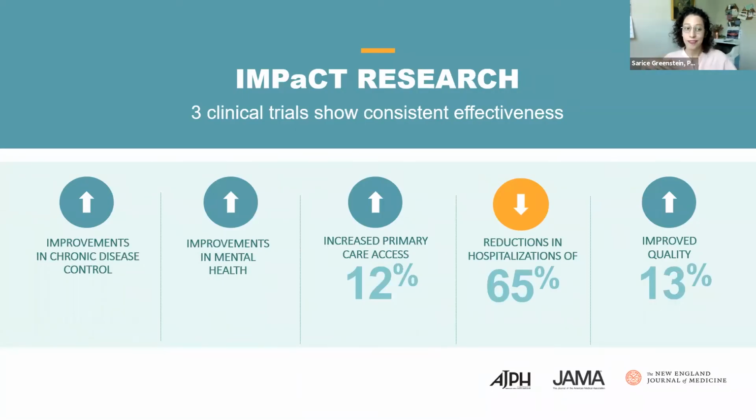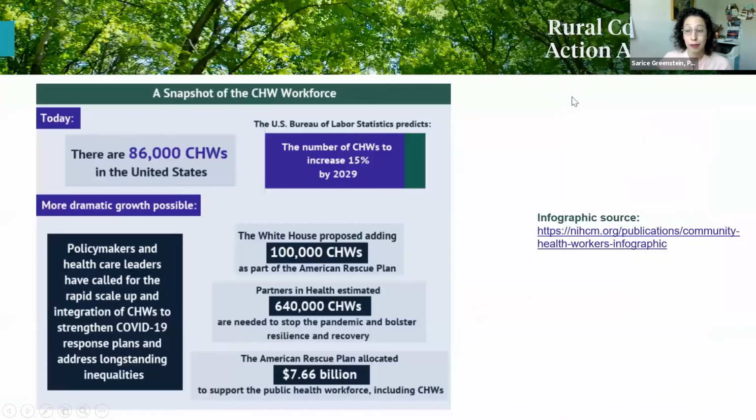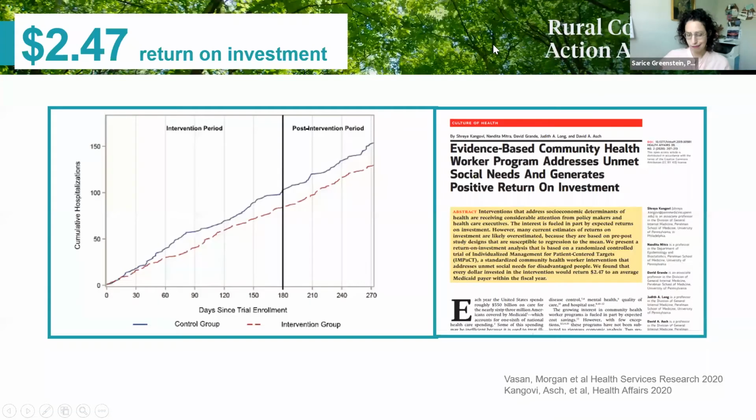So using that model, this is a little bit of what our research shows. Again, I have a link to a pooled analysis of all 3 clinical trials, but across the clinical trials, we saw some amazing outcomes. So patients who work with an impact community health worker see improvements in their chronic disease control, improvements in their mental health, improved access to primary care, and in one clinical trial, we saw a 65% reduction in hospital days. So it's that last metric and some of those quality metrics that helped us to show a return on investment for our system.